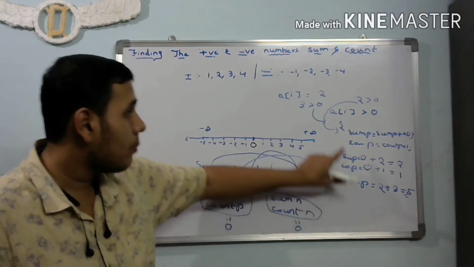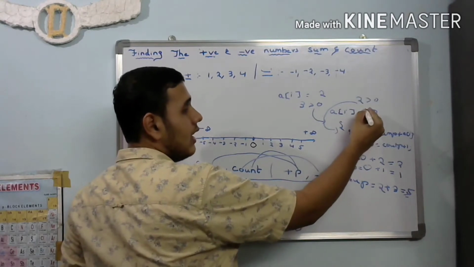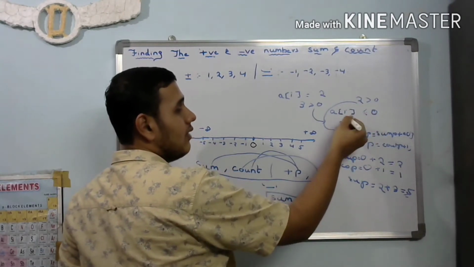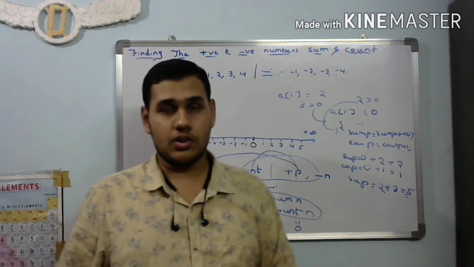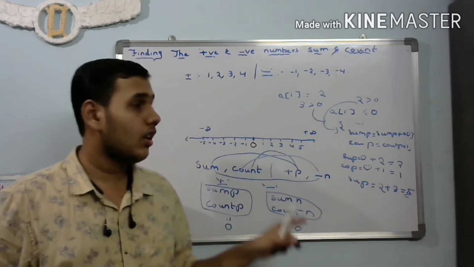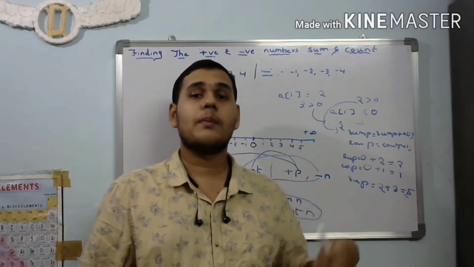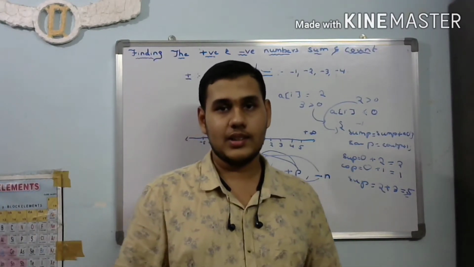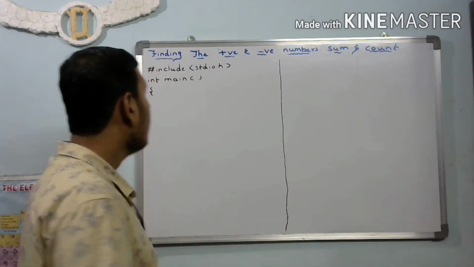In the same format we also go for the negative numbers. We just change the sign to a of I less than 0, where it will become negative numbers. So this is the main concept of what we write in the program. Now let us go for the program by executing it. So let's write the program now.